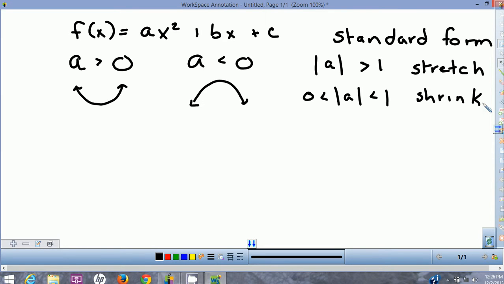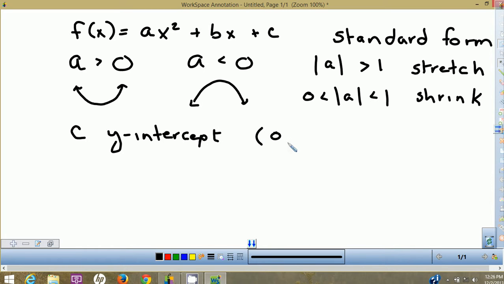But what else is different? Well, first of all, there's something we can get from this function just by looking at it that we can't get from the vertex form, and that is this c value at the end. Whatever this c value is, it gives us the y-intercept. Whatever that constant is at the end of our function is where this crosses the y-axis. So my y-intercept is (0, c). So I got something new from this, but what are we missing?